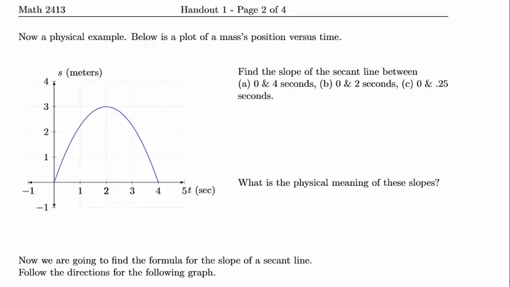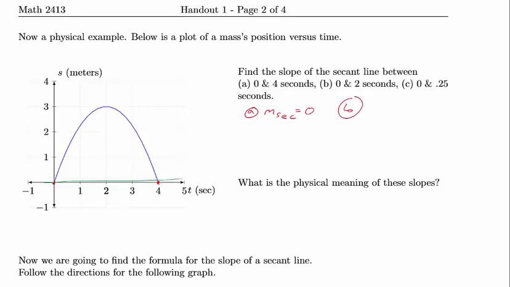Okay, so let's go ahead and take a look at this. We want to find the slopes of the secant line between 0 and 4 seconds. So 0 seconds is here, 4 seconds is here. And then you look at the secant line in between those two. Straight line there. Pretty easy to see that the slope is 0. So our slope here is 0. And again, SEC stands for the slope of the secant line.